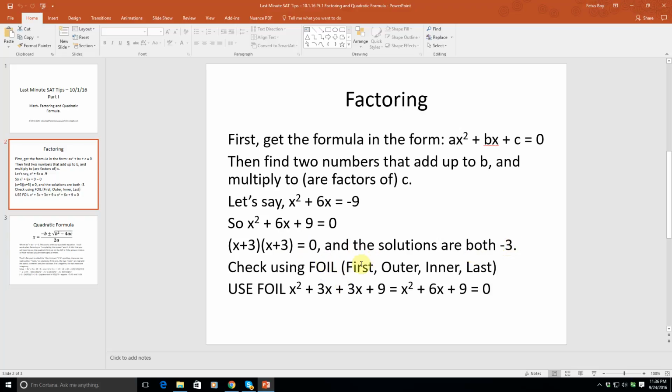We can check using the FOIL method, first, outer, inner, last, which is just applying the distributive law to binomials. So first, x times x equals x squared. Then x times 3, the outer ones, is 3x. The inner ones is 3 times x, so that's another 3x. Then 3 times 3 equals 9. So you end up with x squared plus 6x plus 9 is equal to 0. So that's how to do factoring.